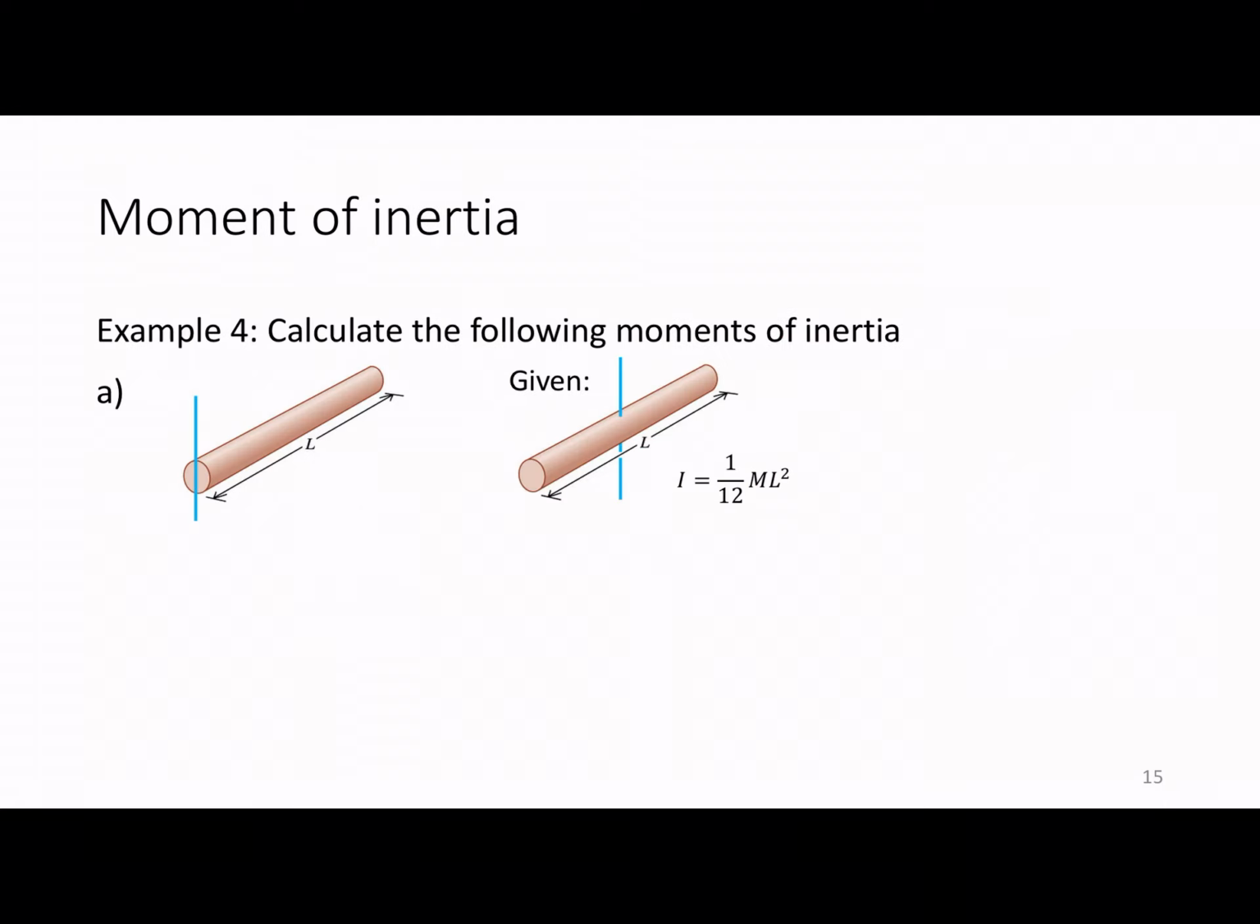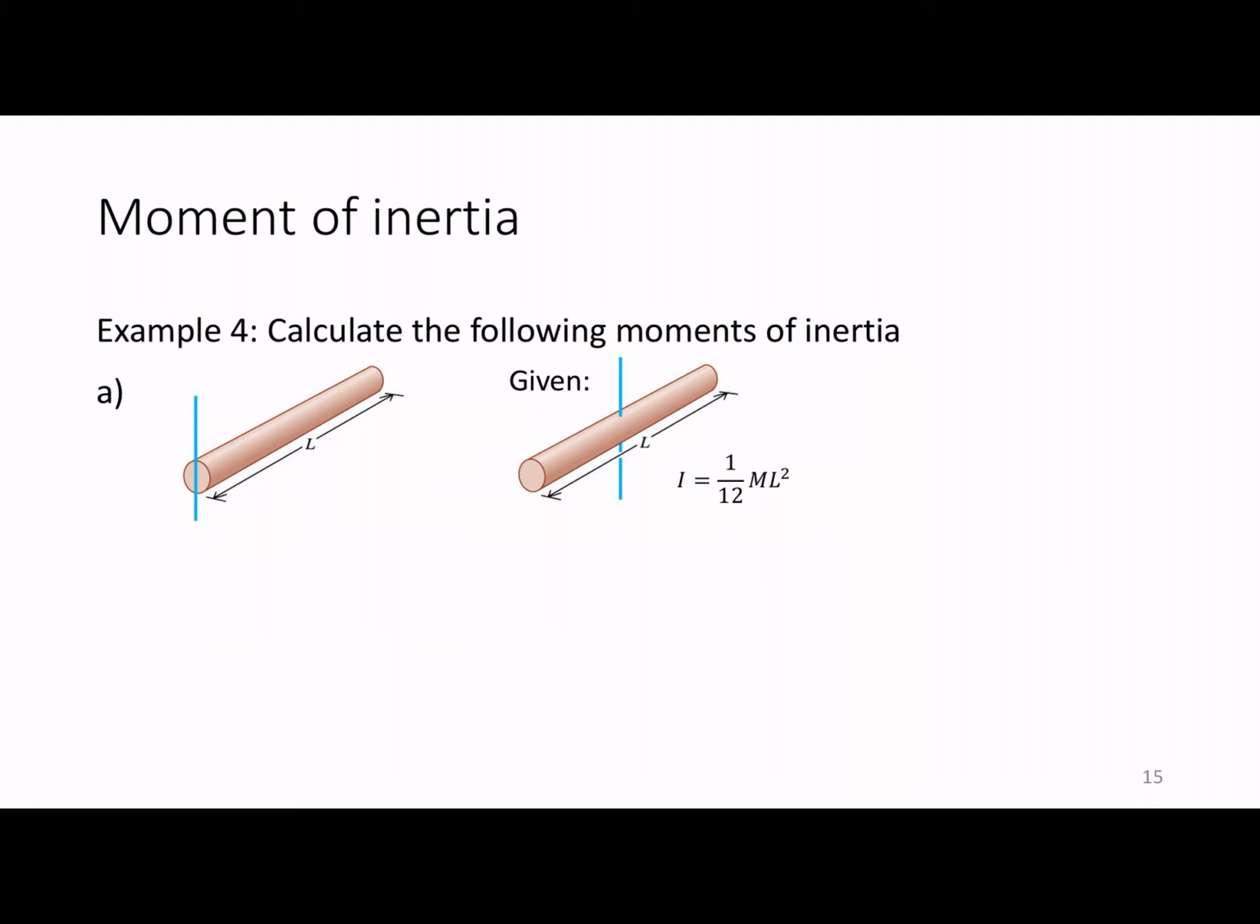Okay. So let's go ahead and see how we can use this. Let's say I were to tell you that the moment of inertia of the object on the right, which is the slender rod going through its center, is 1/12 ml squared. Then what's the moment of inertia through the end of the rod?